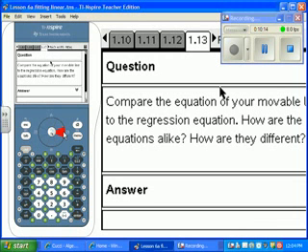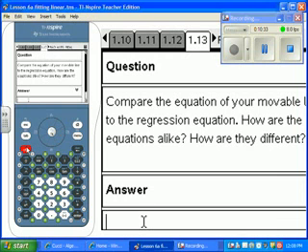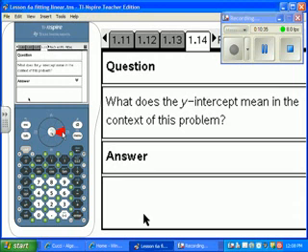Compare your equation from your movable line with your regression line. How close were you? Were your slopes different? How were they different? Were your y-intercepts different? How were they different? So I want you to compare and contrast the regression line to your movable line. Okay, so we put down our differences, how we differ from our movable line. Let's look at the next one.